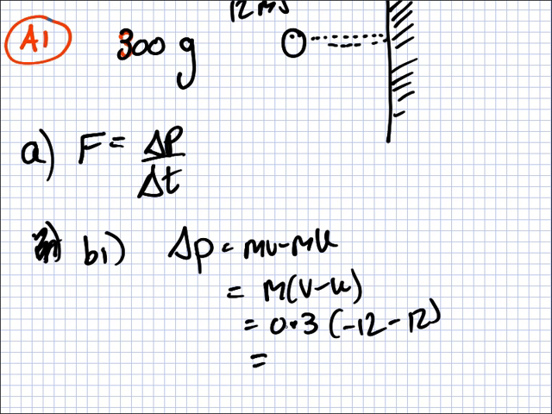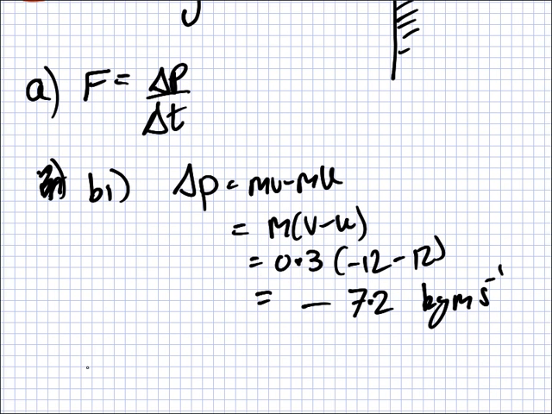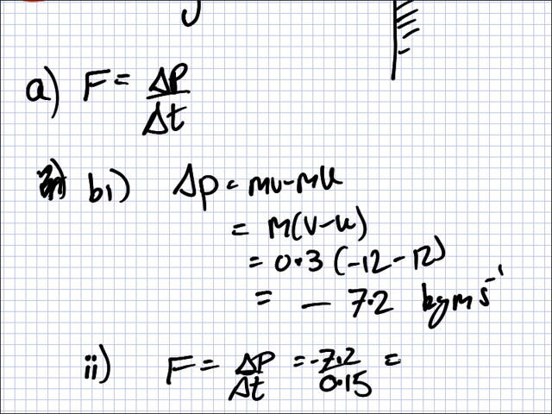Got an answer? Kim, what did you get? 7.2 kilogram meters per second. Okay, what's the next part, Andek? If the collision takes 0.15 seconds, determine the average force acting on the ball during the collision. So that's delta P over delta T, which is 7.2 over 0.15 seconds. So what's that, Kim, please?